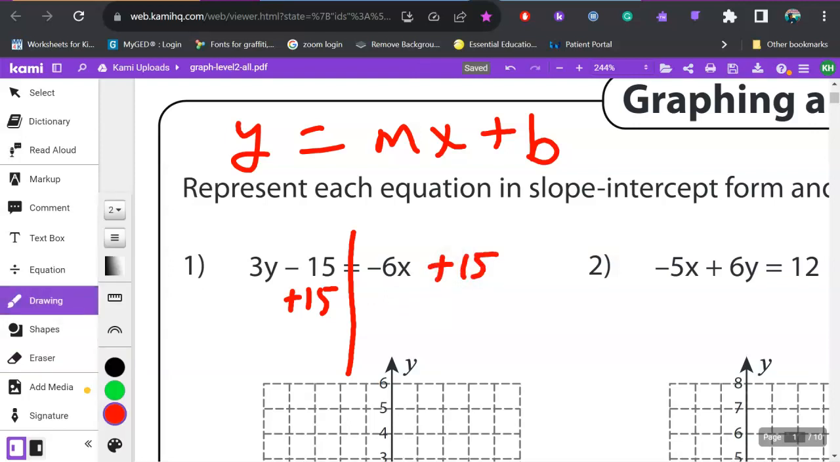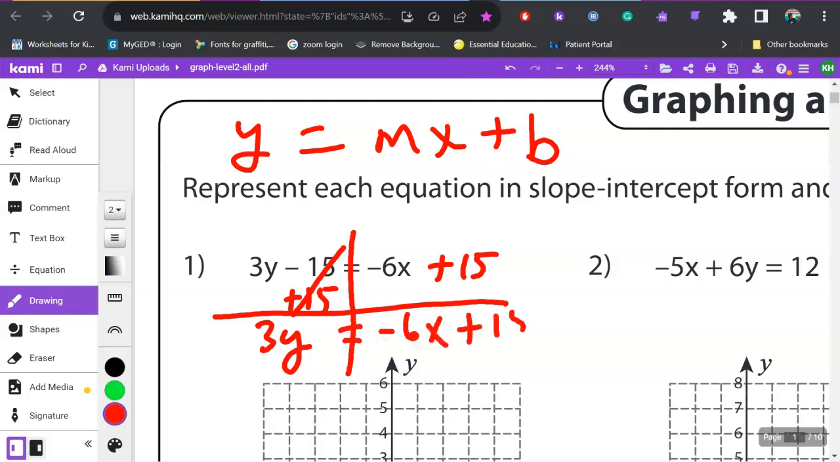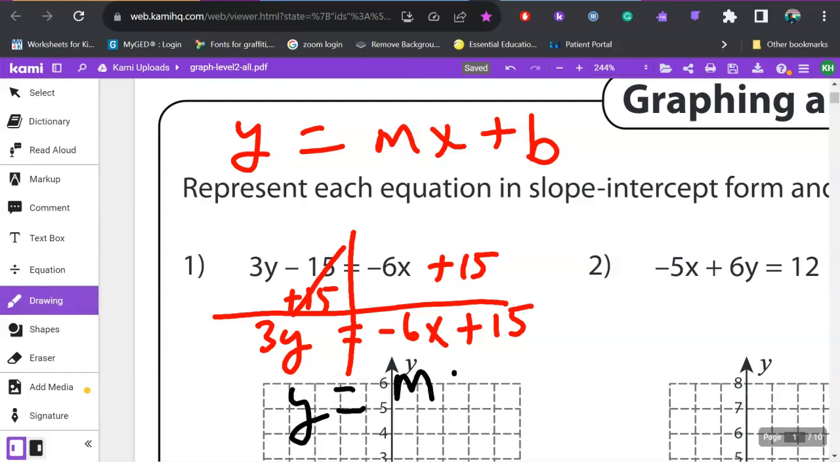There. Because now, watch this. This is what's happened. I can bring down my 3y. Negative 15 plus a positive 15 canceled out. Remember, I did that on purpose, so I get 3y there by itself, right? And I'm going to bring down the rest of what I have. Negative 6x plus 15. Now, do you notice what we just did? Yep, we did y equals mx plus b. You see it. But there's one last step.